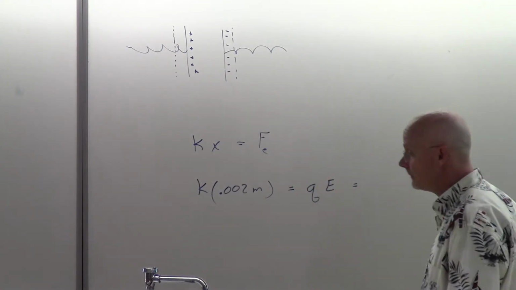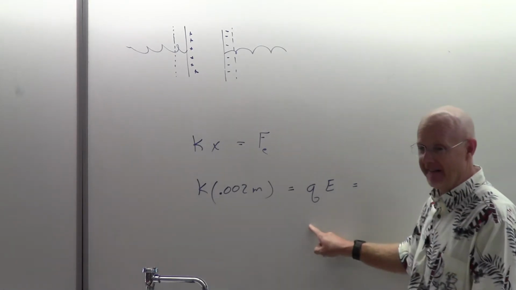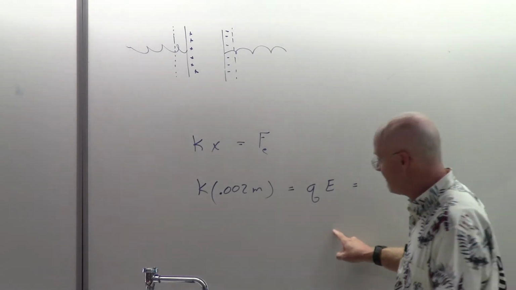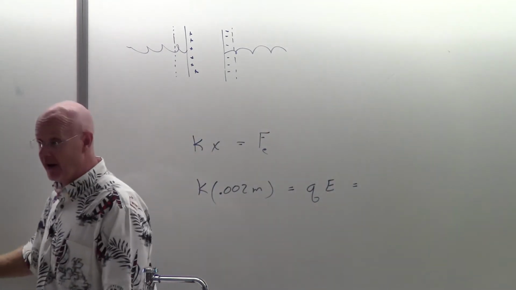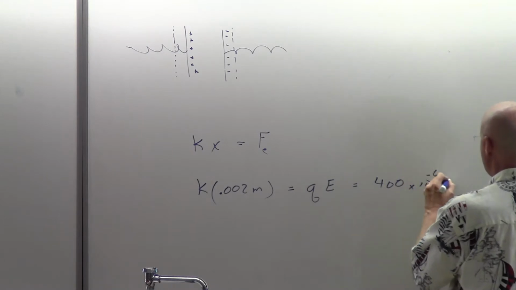But wait, didn't the one thinking about half QE because one plate only reacts to the other and not to itself? All right, I'm glad you say that. So what's Q? Yeah, we just did that one, right? All right, so this is 400 microcoulombs.